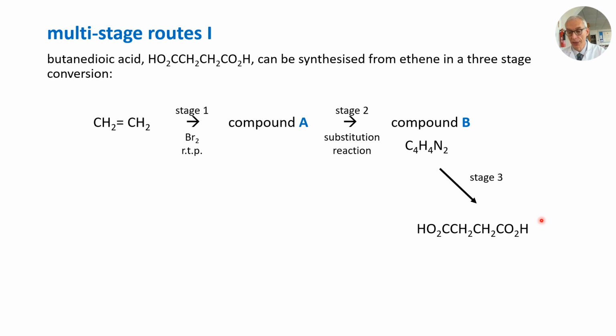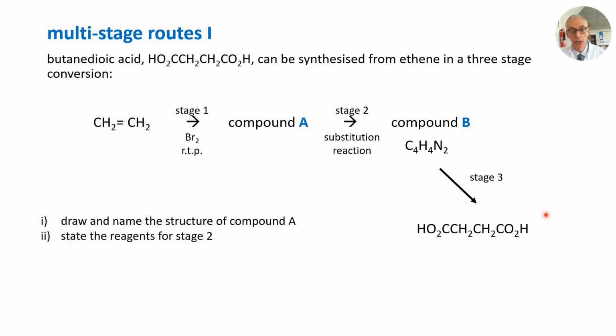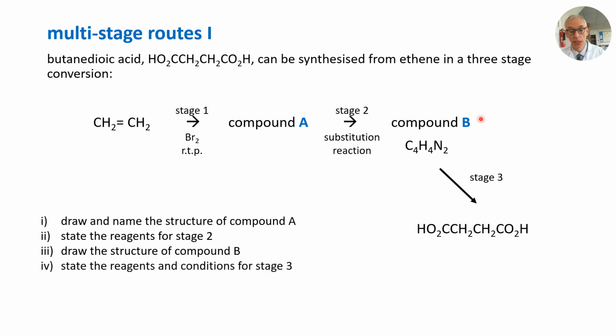Pause, think this through very carefully, come up with the following items. Draw and name the structure of compound A. State the reagents for stage 2, which is a substitution reaction. Draw the structure of compound B. State the reagents and conditions for stage 3. Classify the types of reaction in stage 1 and stage 3. So stage 1 and stage 3.